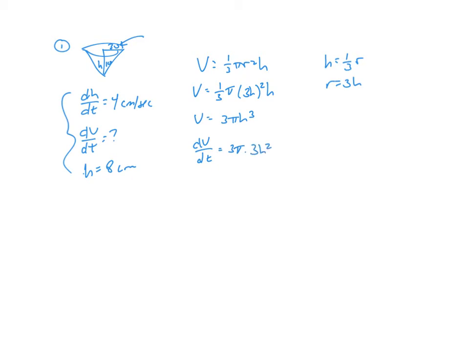3 pi, 3h squared, dh dt. 3 pi times 3, h is 8 squared, dh dt is 4. And we get 2304 pi, and the volume is given in centimeters cubed per second.